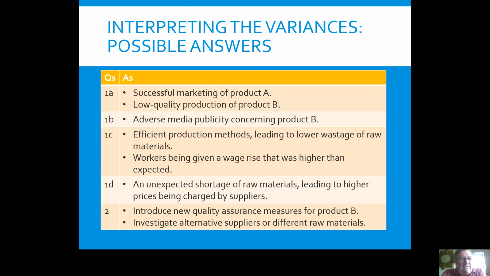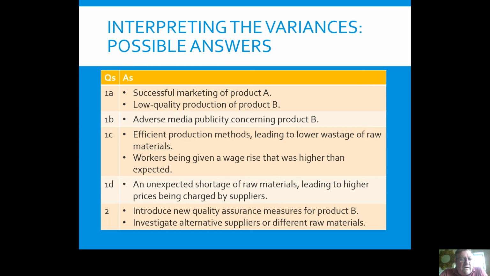What could have happened outside of it? Maybe that product B, maybe people posted lots of nasty social media comments saying how horrid it was and that decreased sales. 1C, have we become more efficient at making things? Maybe we've got lower wastage. Maybe we throw away less bread and cheese at the end of every day. Those labour costs, maybe someone was given a pay rise, maybe they worked overtime.